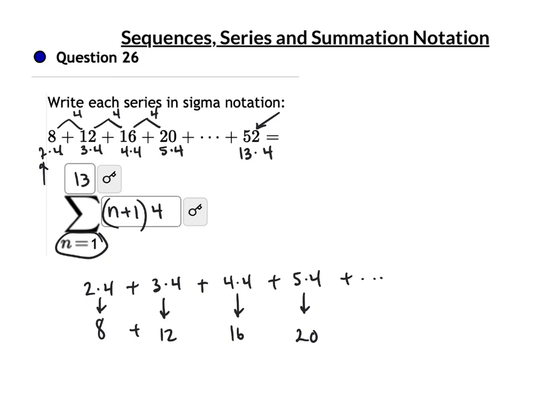And to check the final one, I plug in 13, 13 plus 1 is 14, looks like I don't need to go to 13, do I? So let's get rid of this. I need to plug in 12. All right, 12 plus 1 is 13, and 13 times 4 is 52. All right, this works perfectly. There's our answer.